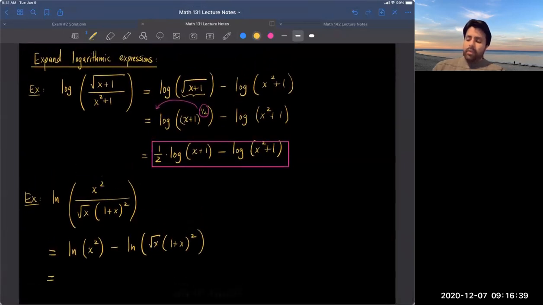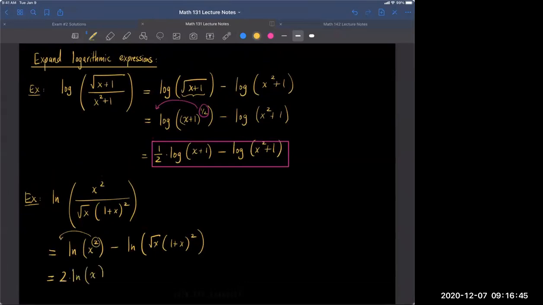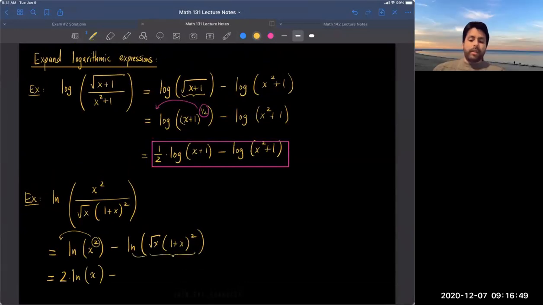And ln of x squared, you see this 2 here? I can place it out in front and I get 2 times ln of x. And now here I have a what? A product. So then I have to be a little careful with this. This becomes ln of square root of x minus ln of (1 plus x) squared.